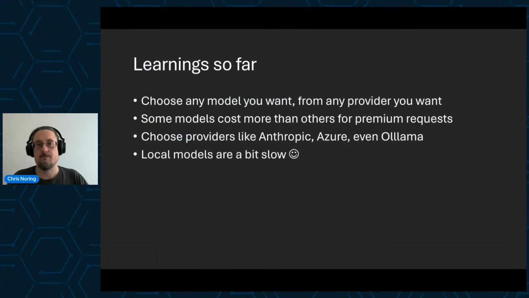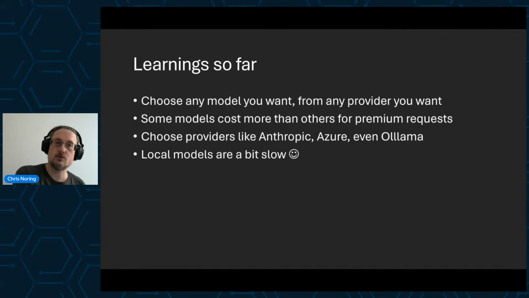Great. So what did we learn so far? We learned that you can choose any model that you want from any provider that you want, almost. We also learned that some models cost more in terms of premium requests. So keep track of that right column in that drop-down list to see which models are just free to use because you're paying for GitHub Copilot already, and which ones are actually part of a bucket of premium requests where you can only do so many requests before it's going to say, sorry, Chris, you can't use this model anymore. You've spent all your premium requests.